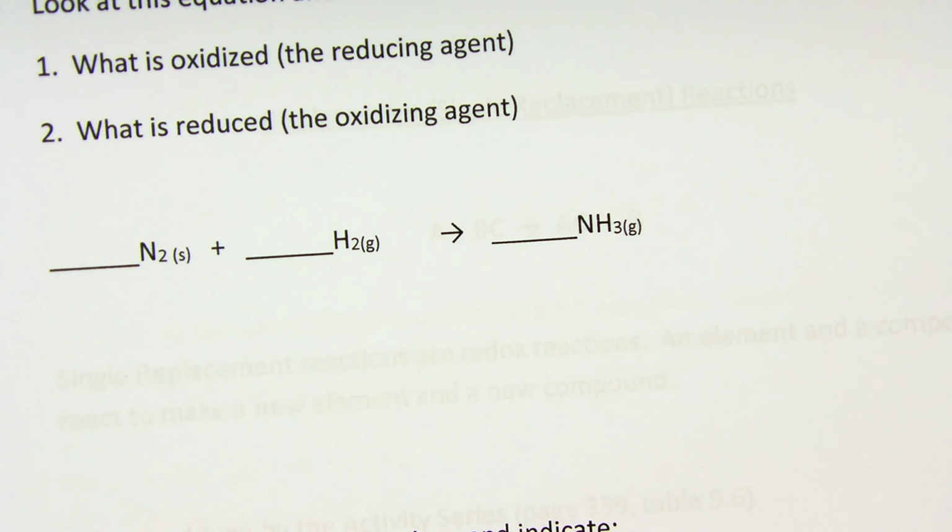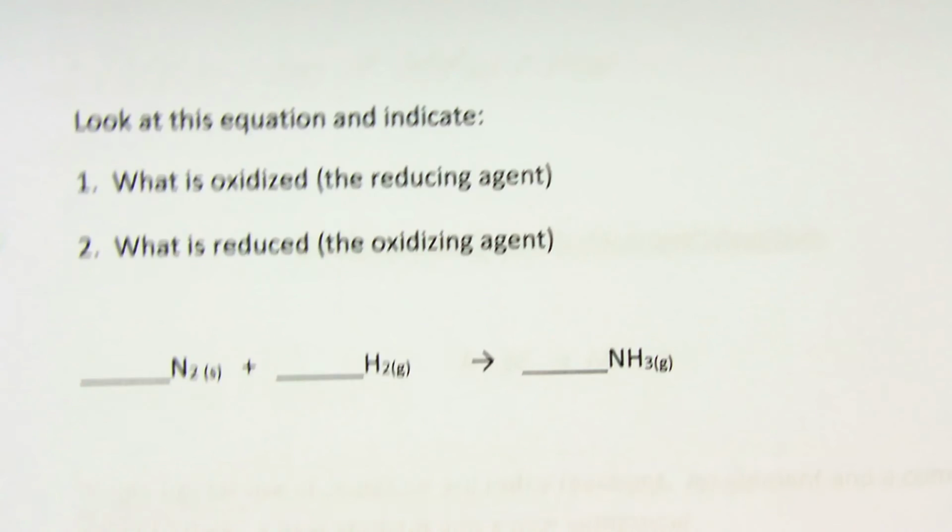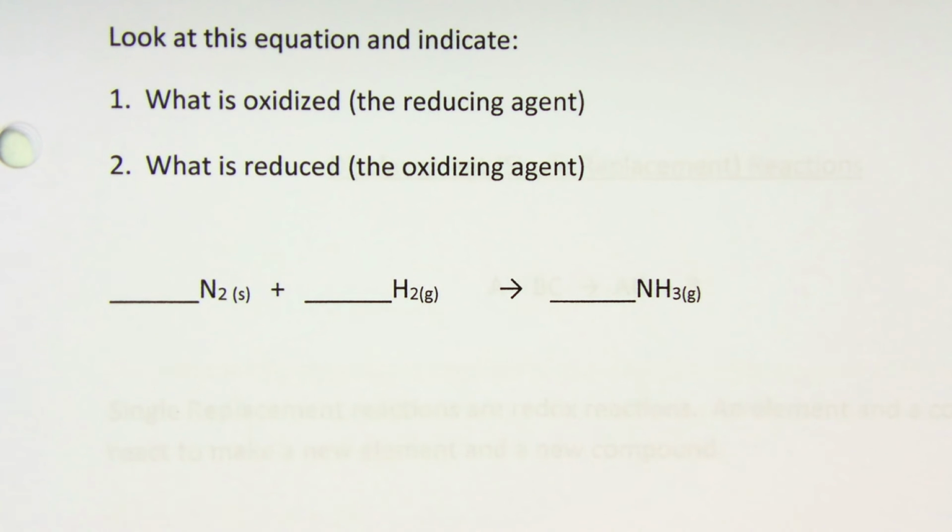So we can look at reactions and we can see sometimes we'll write in electrons and we can see the electrons being transferred, but most of the time we look at the reactions and we use oxidation numbers to decide what is oxidized and what is reduced. So we're going to look at some equations now and practice figuring out what's oxidized and what's getting reduced.